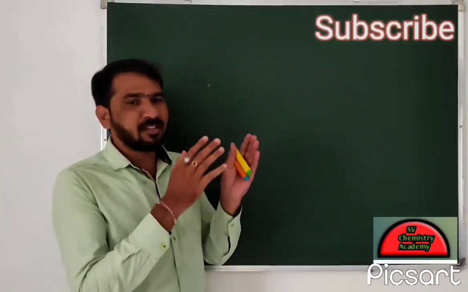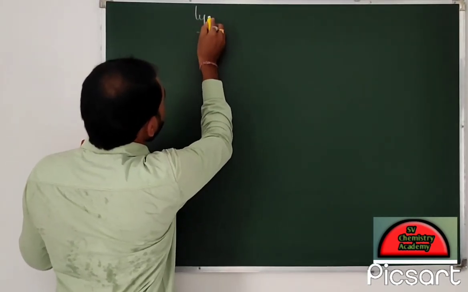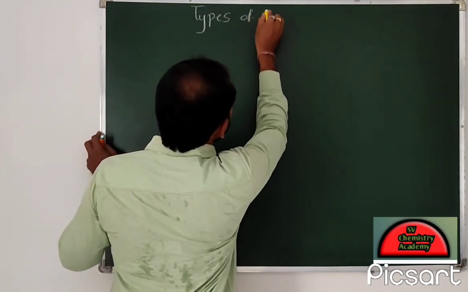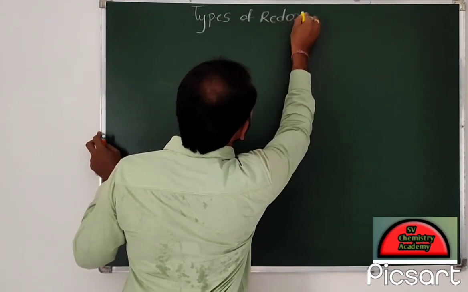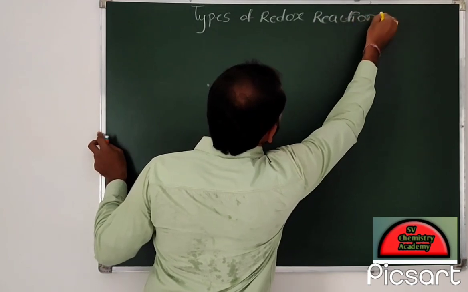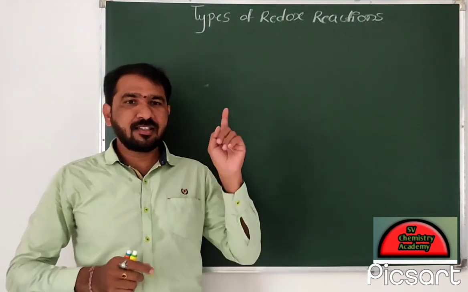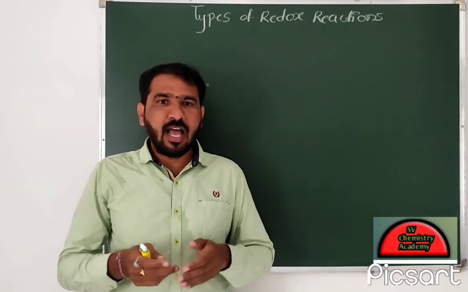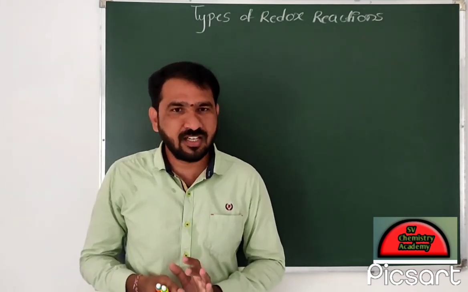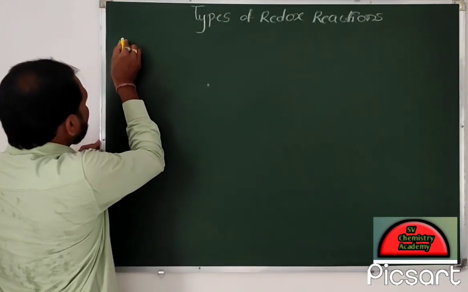Let me discuss the types of redox reactions. And while discussing the types of redox reactions, I will also explain the oxidation process and the reduction process. Is it clear?